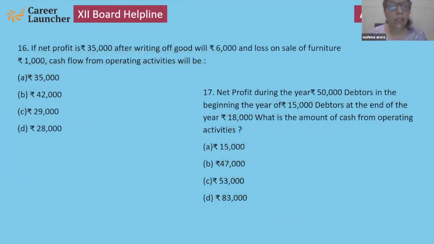Yes, again a very good question. If net profit is 35,000, after writing off goodwill 6,000 and loss on sale of furniture 1,000, cash flow from operating activity will be? Yes, children, answer. After writing off. And again a question. So please let me know your answer.